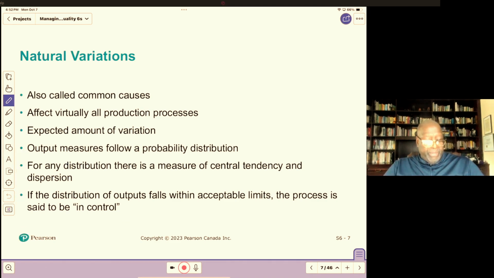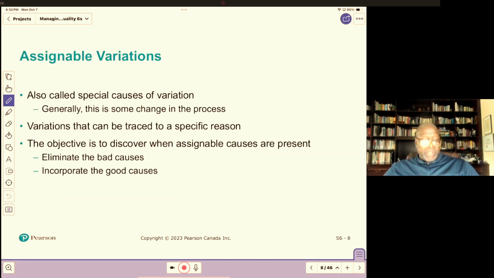Natural variations, however, are called common causes. They affect virtually all production processes. There's an expected amount of variation, and output measures follow a probability distribution, whether or not it's a normal distribution or some other kind of distribution. And for any distribution, there is a measure of central tendency and dispersion. If the distribution of the output falls within acceptable limits, the process is said to be in control. But if that distribution falls outside of the acceptable limits, then we say the process is not stable. All right?